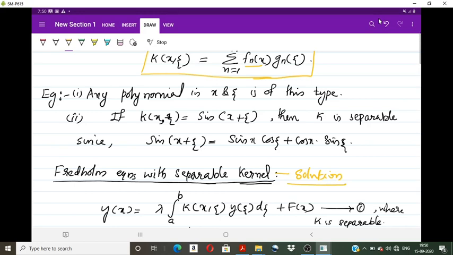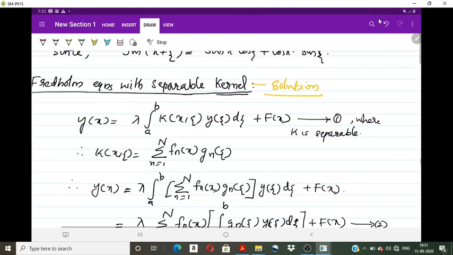So we are considering the Fredholm integral equation of the second kind. Second kind means the coefficient function alpha of x of y of x is equal to 1. The general form of the Fredholm integral equation of the second kind is y of x is equal to lambda integral a to b k of x theta y theta d theta plus f of x, and suppose that k of x theta is a separable kernel. Since the kernel is separable, it is of the form summation n equal to 1 to capital N fn of x into gn of theta.